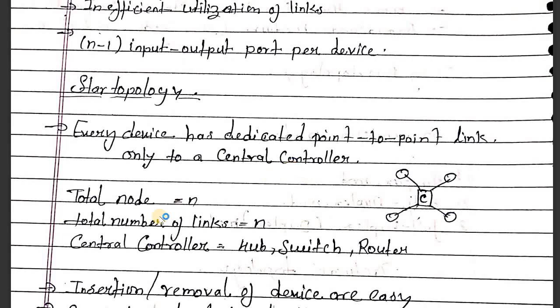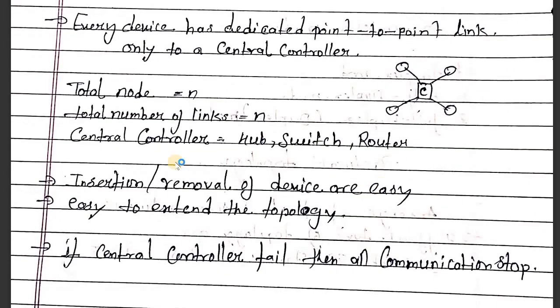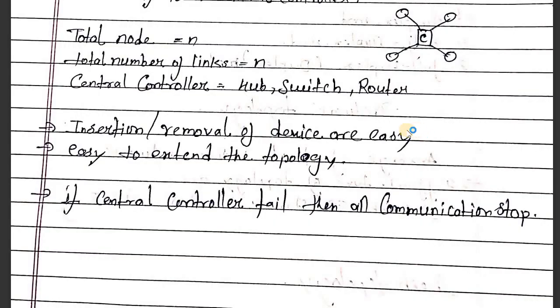The other is star topology. In star topology, there is a point-to-point connection with the other nodes, but there is a central controller. If there are a total of n nodes, say 4 nodes, then there is one central controller which will control the communication. The central device must be a switch or router. Anything can be the central device.